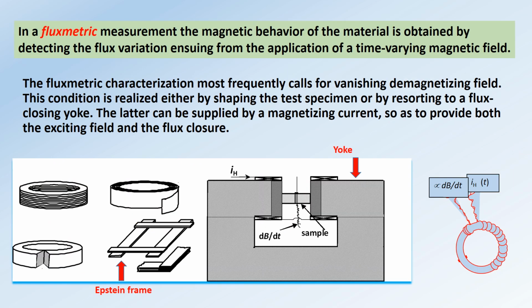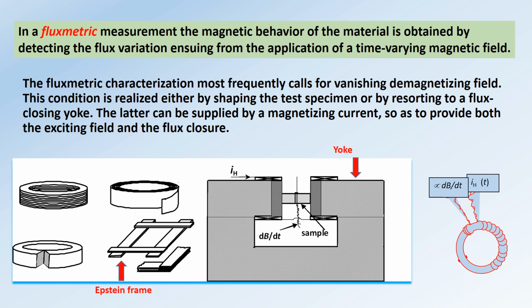In a fluxmetric measurement, the magnetic behavior of the material is obtained by detecting the flux variation ensuing from the application of a time-varying magnetic field. The fluxmetric characterization most frequently calls for vanishing the demagnetizing field.